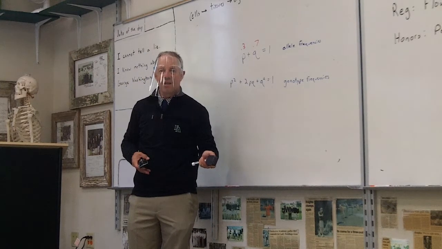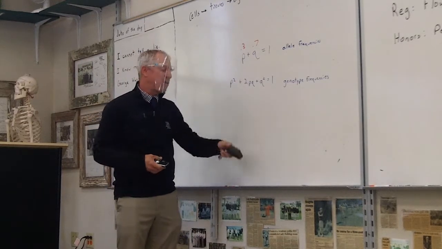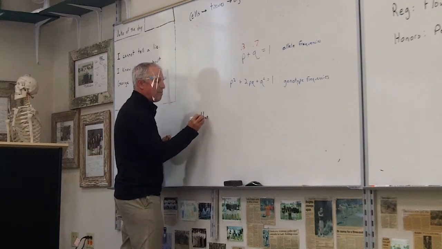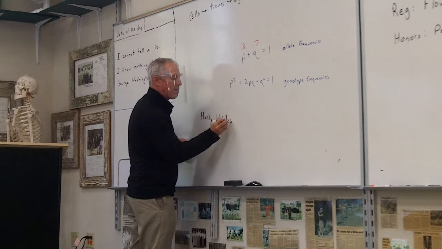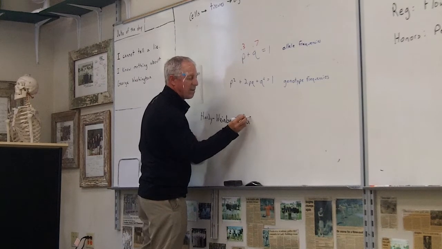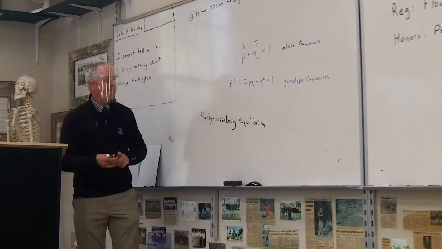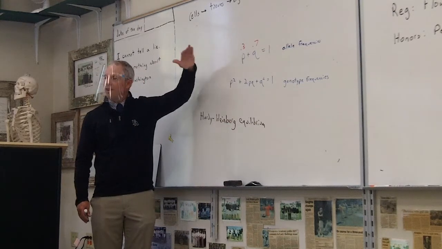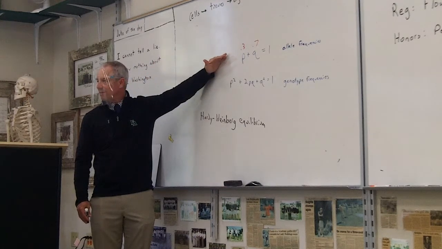Y'all remember this from last time? If the numbers stay the same generation after generation, we say that the population is in Hardy-Weinberg equilibrium. Hardy-Weinberg equilibrium is when the numbers do not change generation after generation. That means the population is not evolving.